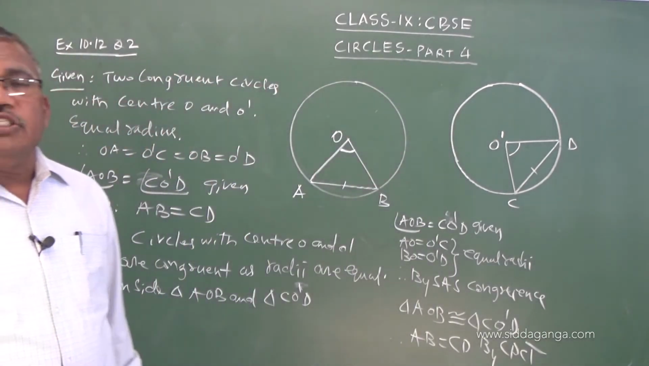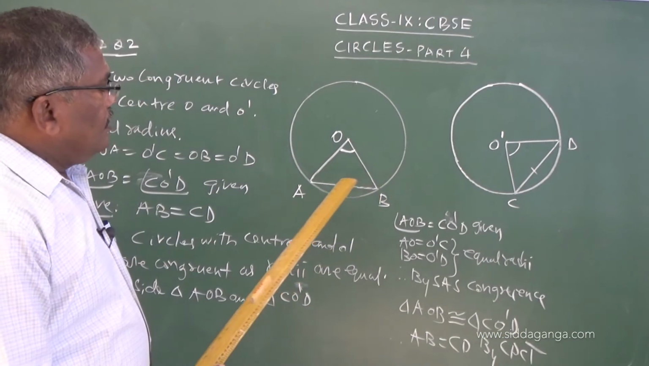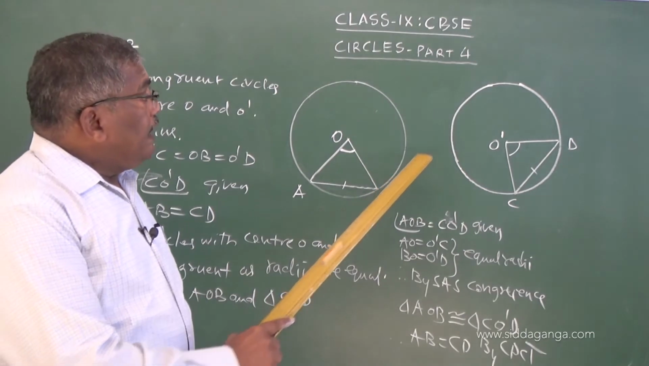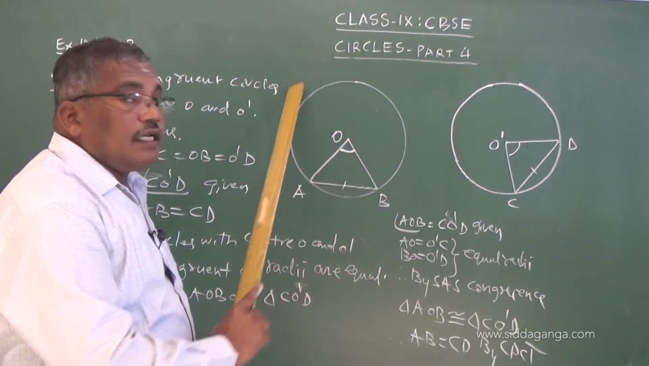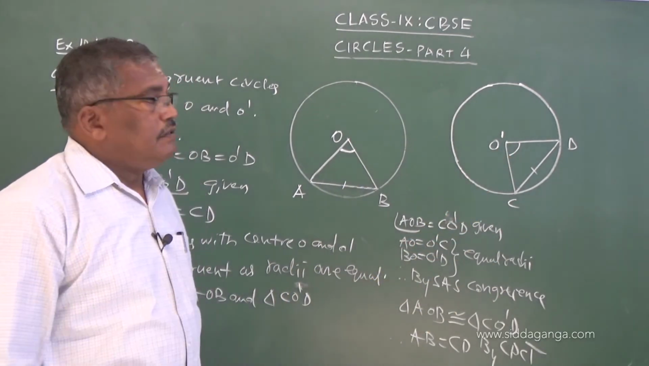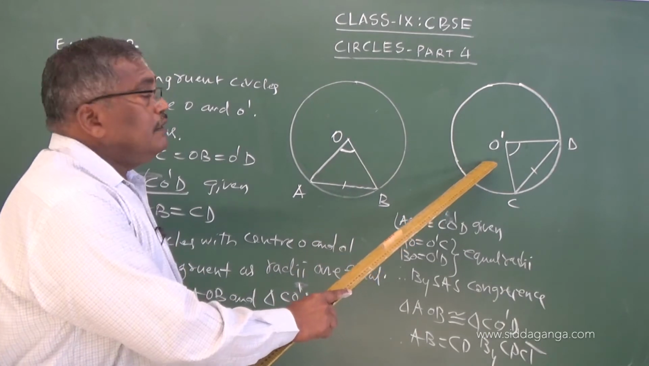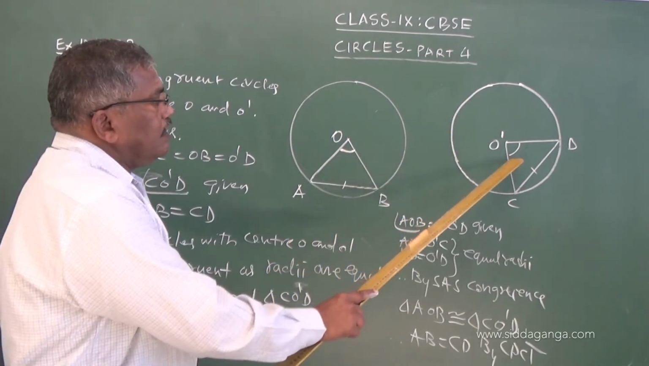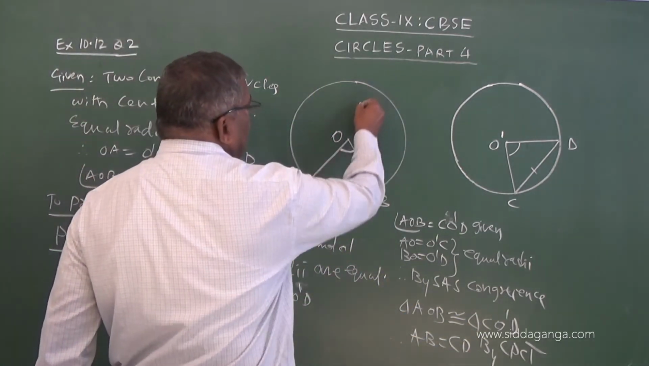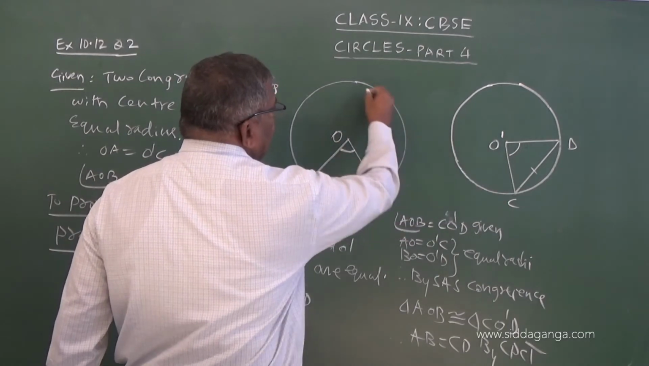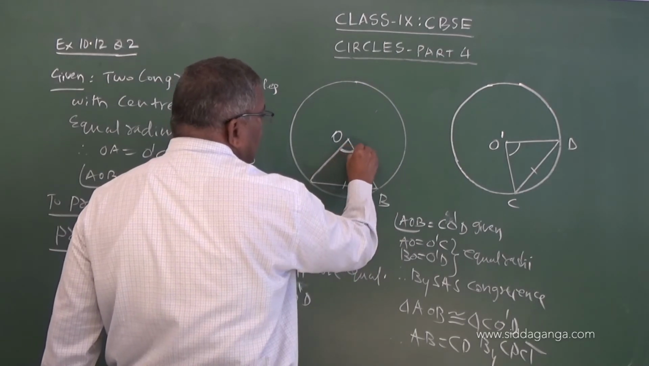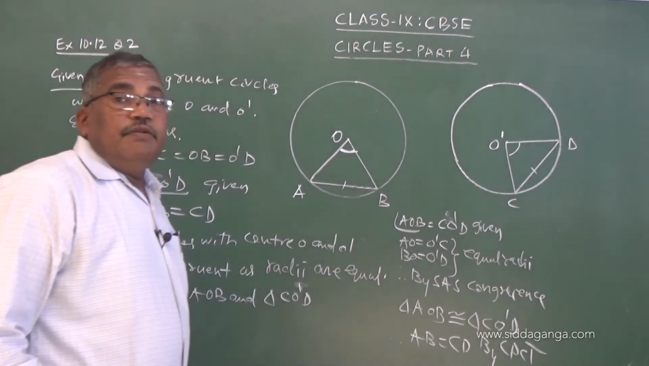So why are these two problems given? Understand: if two chords are equal in a circle, or in different circles of the same radius, then the angle subtended at the center will be the same. That is the meaning. Suppose you have another chord here, EF, and it is equal to AB, then the angle at the center will be the same in that case also.